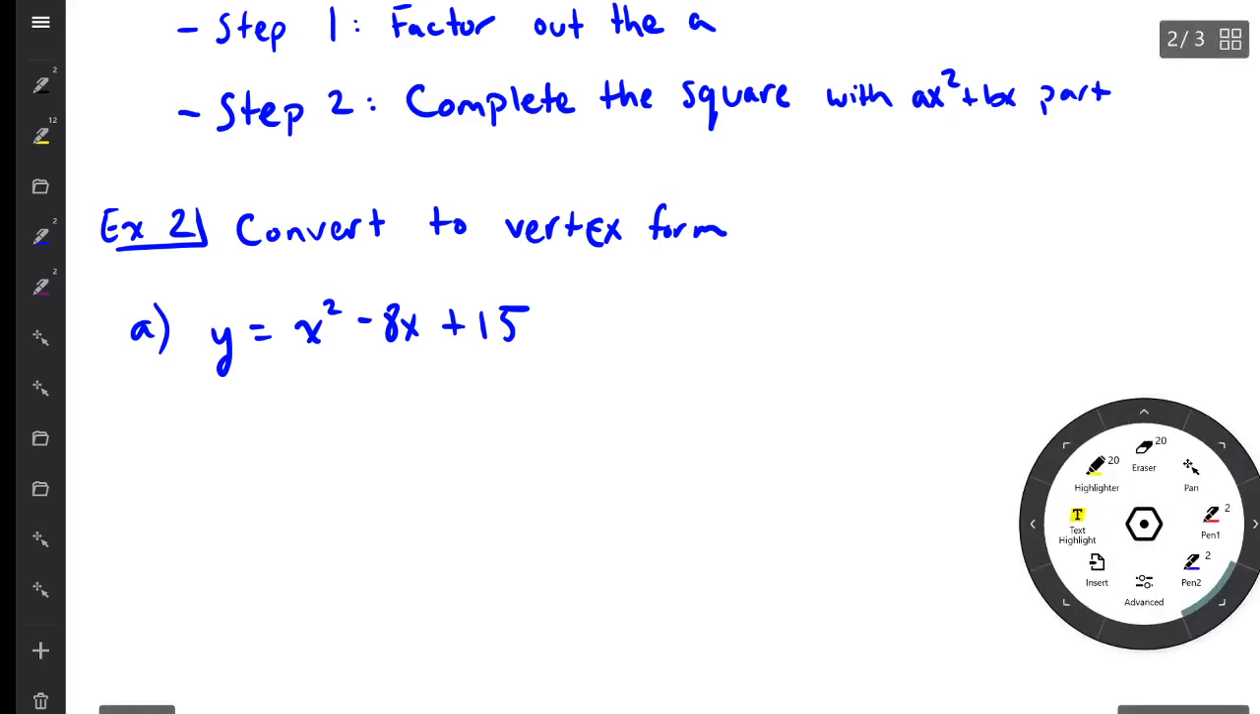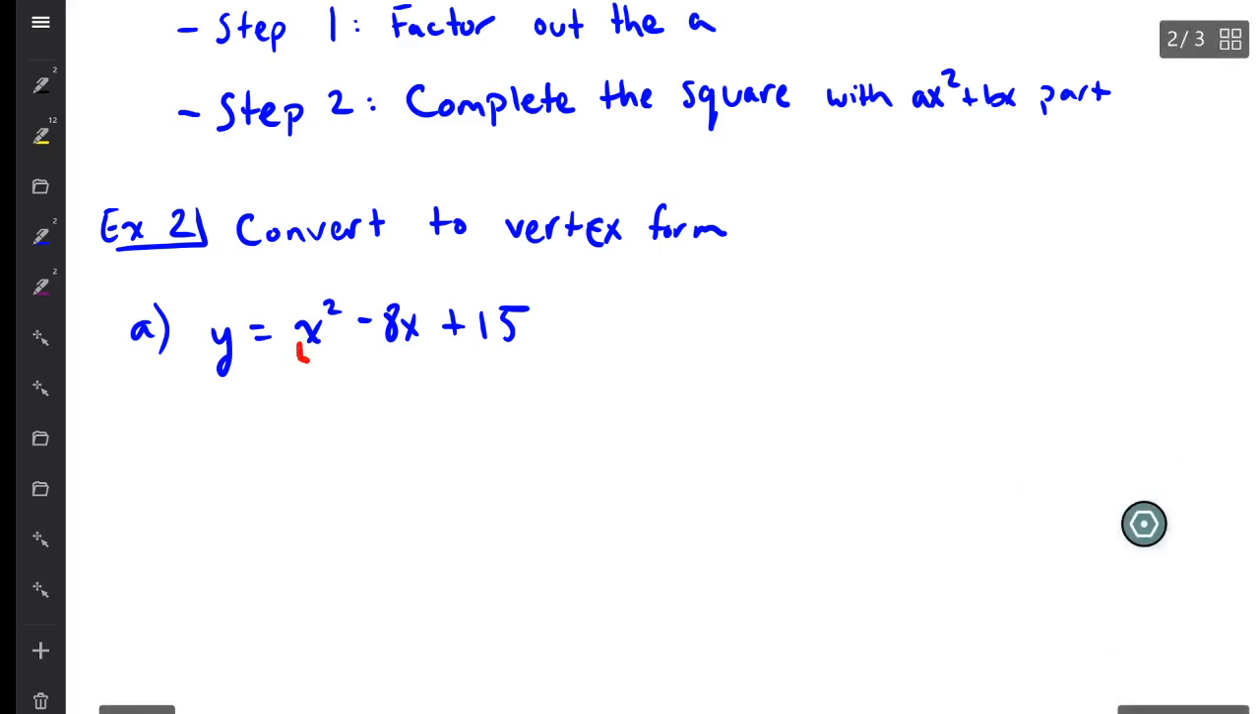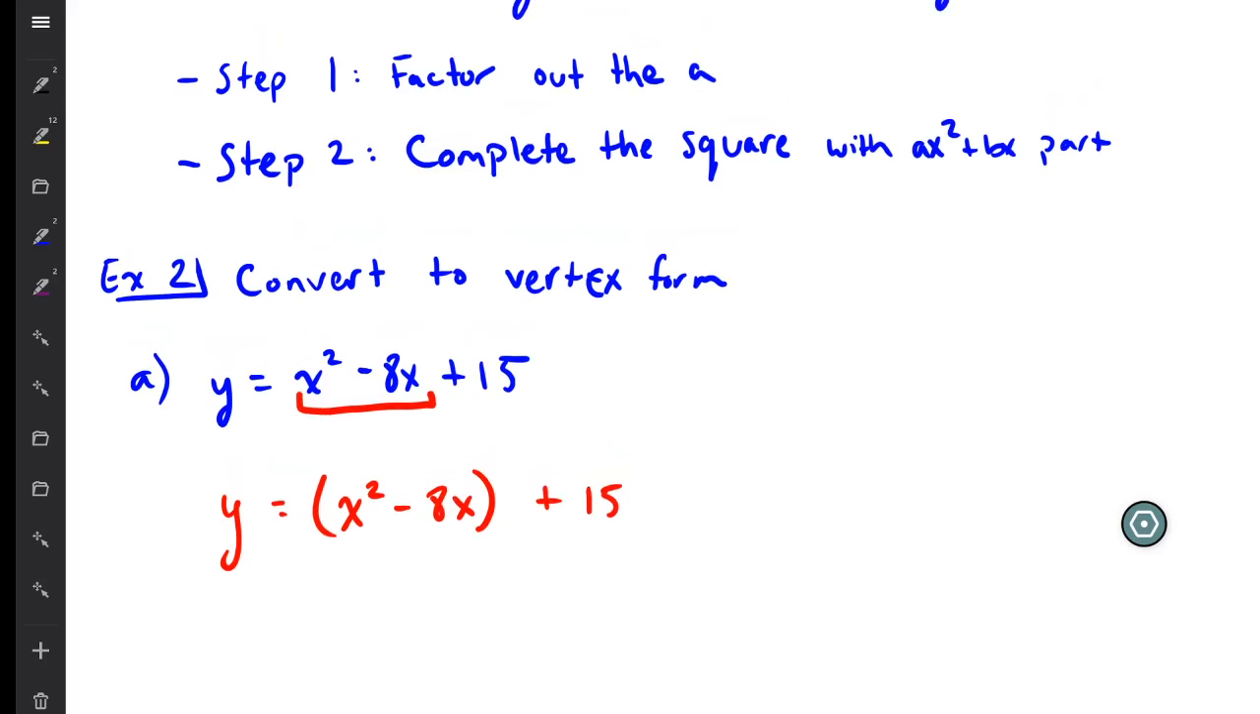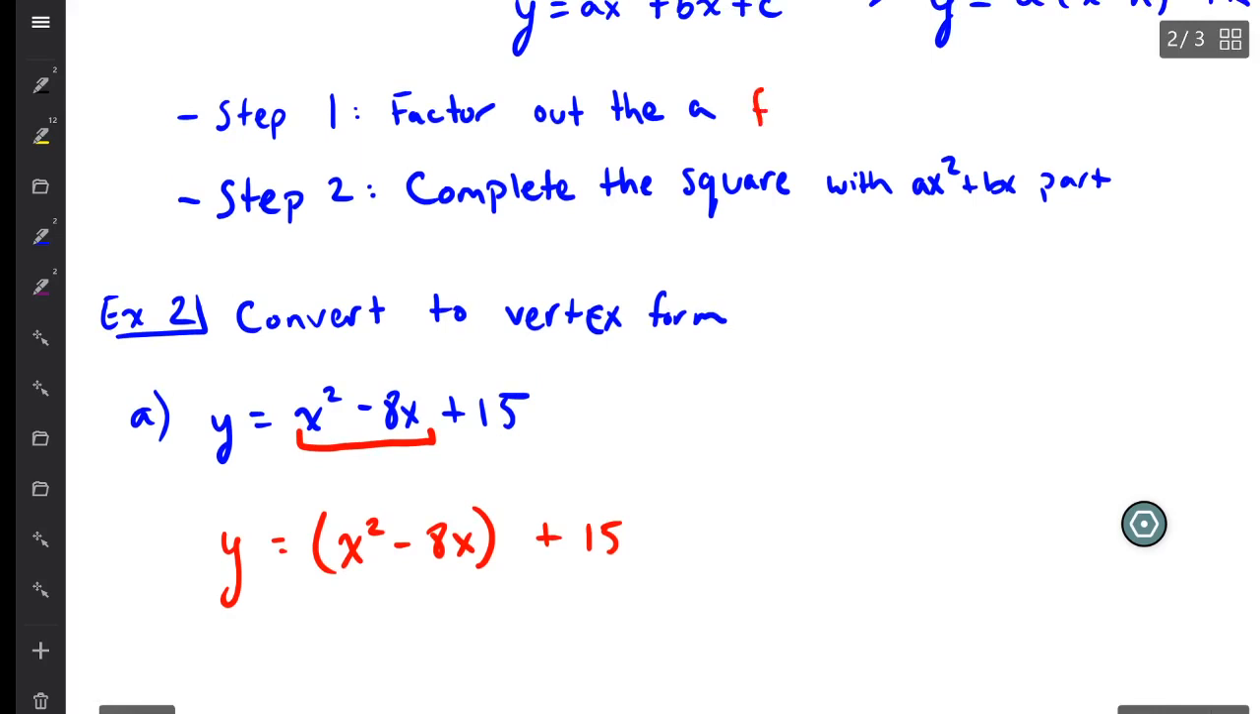But again, we're only going to complete the square for this part right here. We're going to leave the other part alone. What I like to do to start this off is put parentheses around that part. So I'm going to put x squared minus 8x and then plus 15. When I do the factoring, I just factor out the a from the ax squared plus bx part. This c is always going to stay outside.